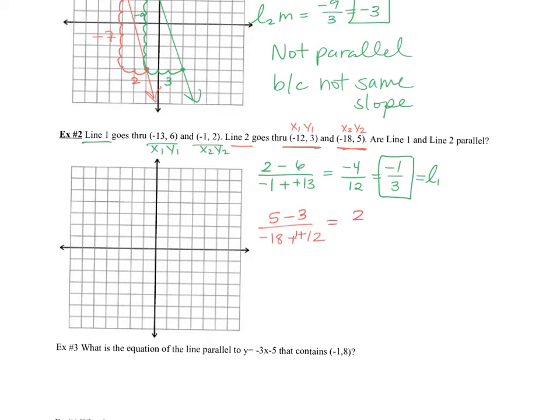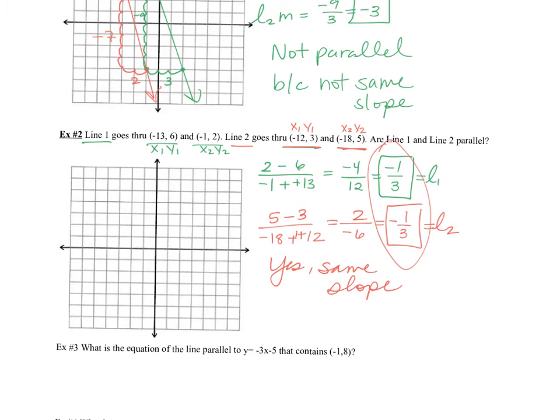We get 2 over a -6. And when you reduce that, that would be a -1/3, just like it was for line 1. This is line 2. So notice we have the same slope. So when they ask you, are the lines parallel? We would say yes, they have the same slope.